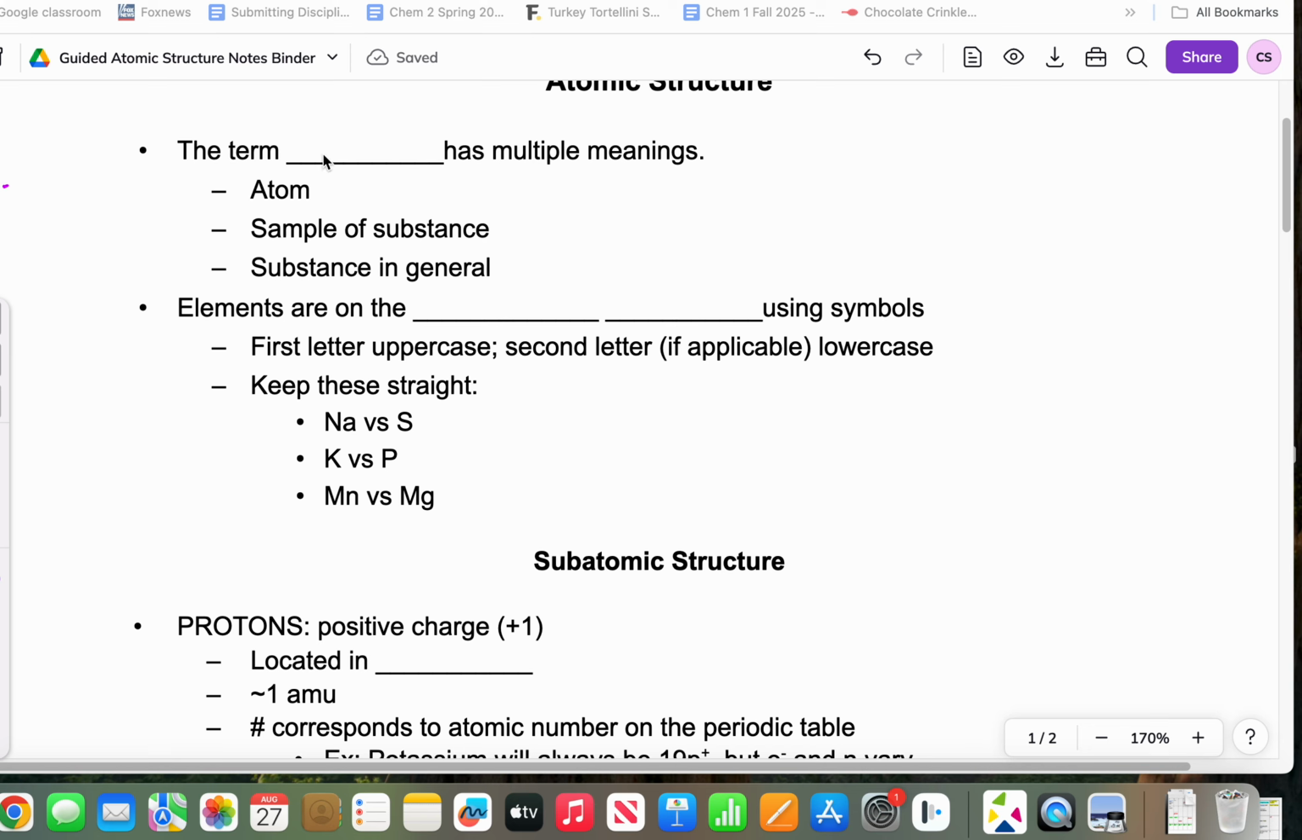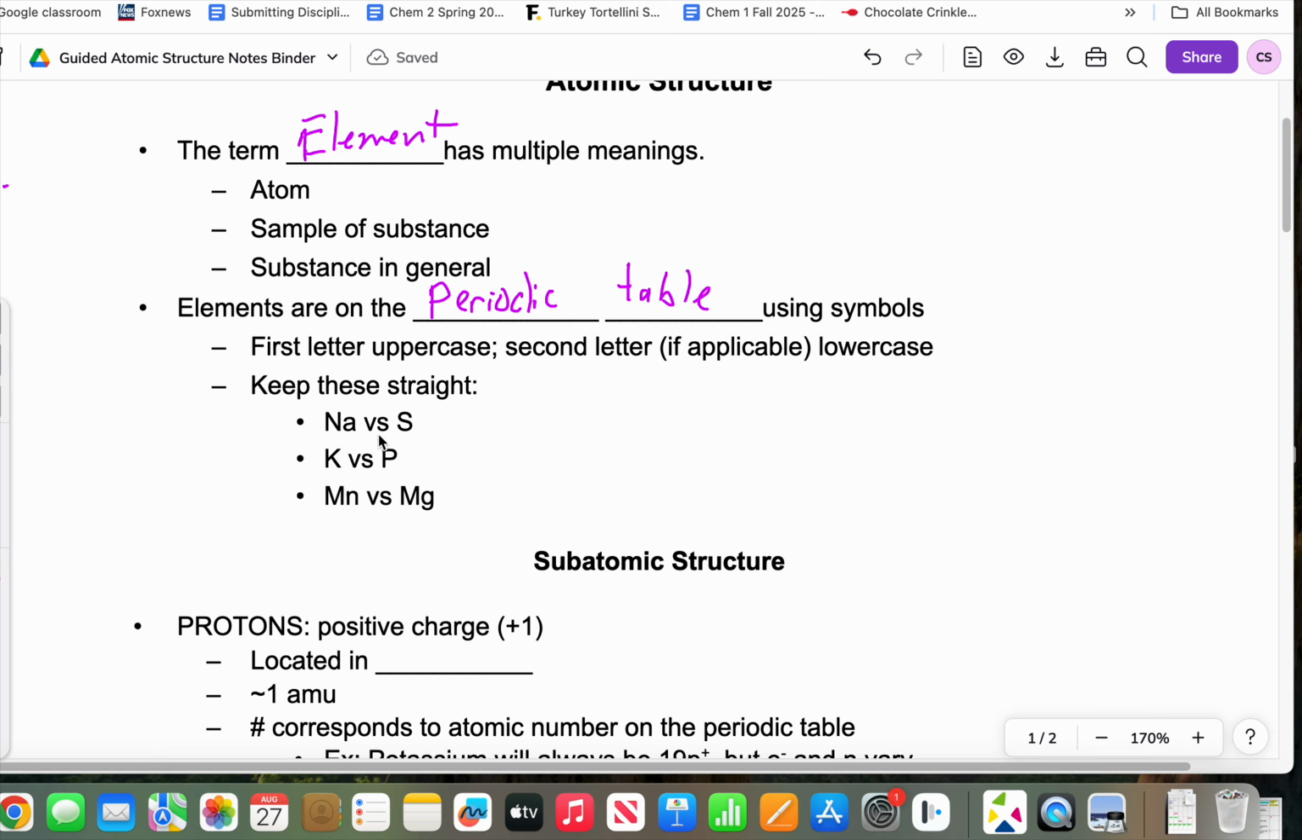Okay, here we go. The term element has multiple meanings. It can refer to a type of atom, a sample of a substance, or a substance in general. Now, elements are on the periodic table, and they have symbols on there.